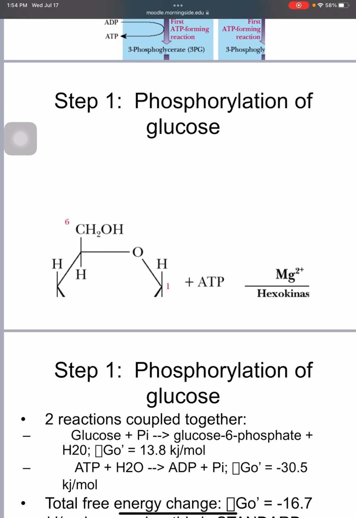So what we're going to do here is phosphorylate it, and that means we're going to take a phosphate from ATP, snip off a phosphate group, and attach it to the OH on carbon number 6. This is going to make a phosphoric acid ester. This is catalyzed by an enzyme called hexokinase, and we use magnesium 2+ here as a cofactor to help the reaction along.